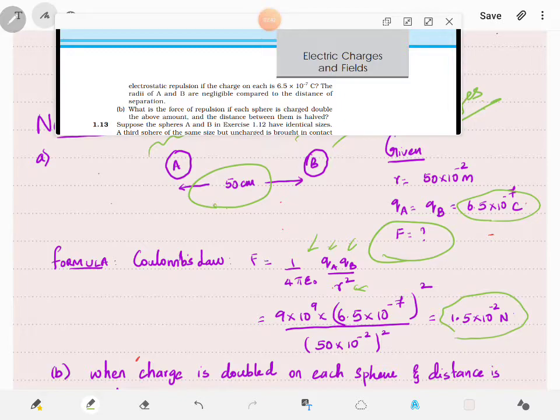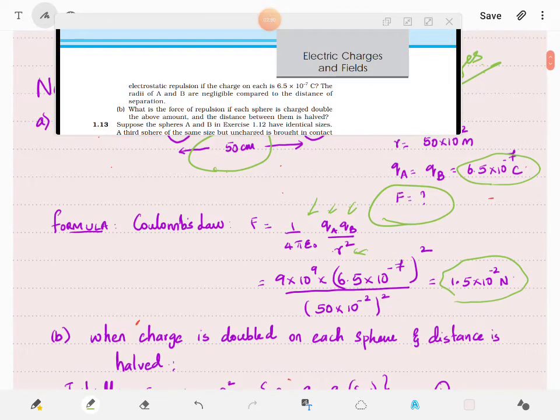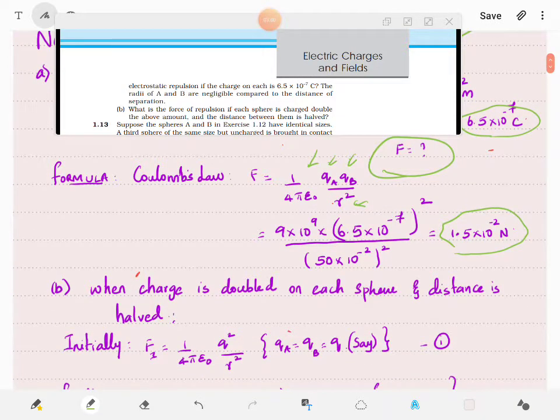Question number B reads, what is the force of repulsion if each sphere is charged double the amount and the distance between them is halved? So the question reads, you're doubling the charge on both the spheres and the distance between both the spheres has become half. So initially, what is the force between both the spheres? We know that initially it is 1 by 4 pi epsilon naught Q square by R square, because QA is equal to QB and this is equal to Q. Let's call that Q itself. So this is the initial force.